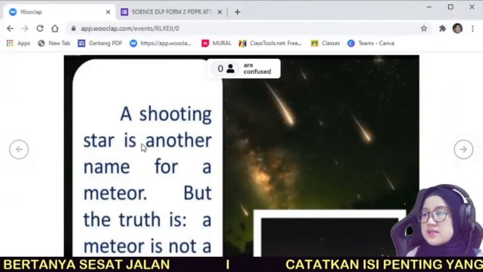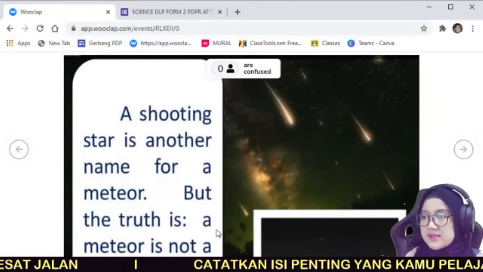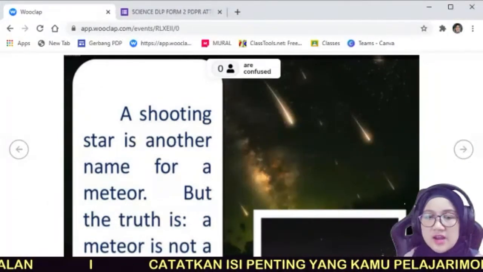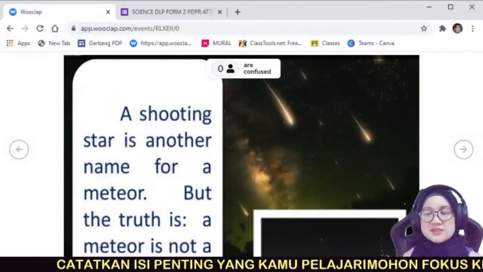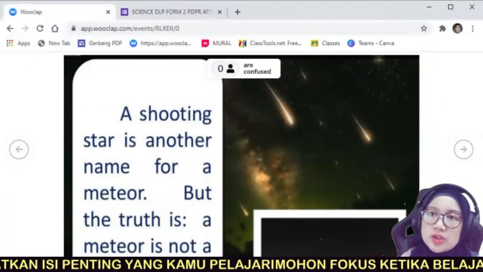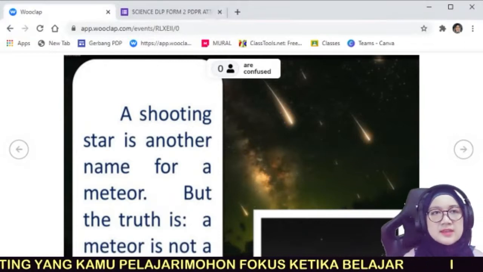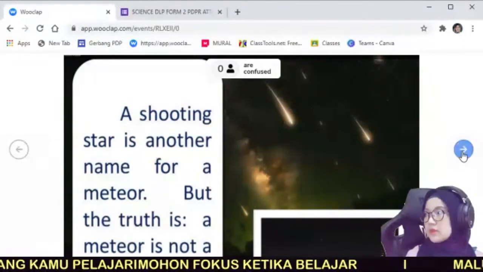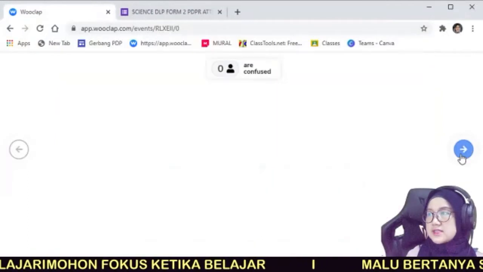Okay, the shooting star is another name for a meteor. But the truth is, a meteor is not a star at all. Yes, a meteor is not a star at all, because a star is long lasting. It has its lifetime. What is a meteor?